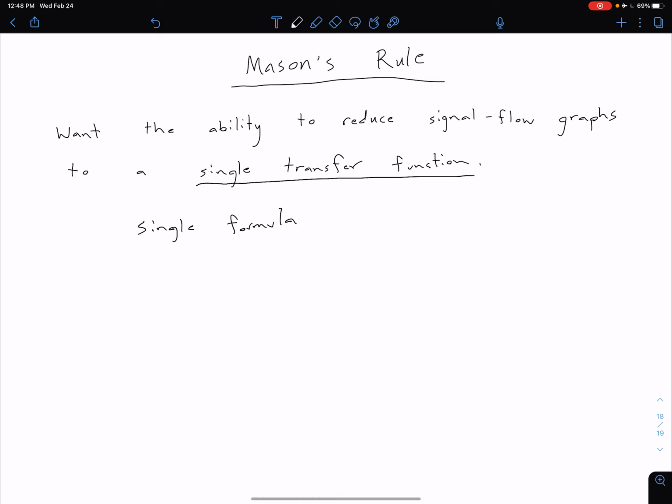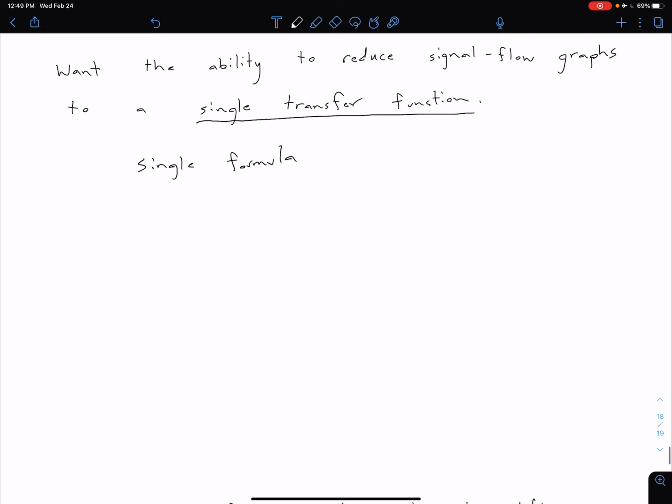rule. So unlike with our block diagram algebra, where we have to step through and recognize systems and combine and then keep combining as we go, with Mason's rule, we are going to identify some important equations, plug them into this single formula, and that's going to give us our answer. So we're still going to have to deal with some algebra, but some might say that this process is a little more straightforward than the block diagram algebra.